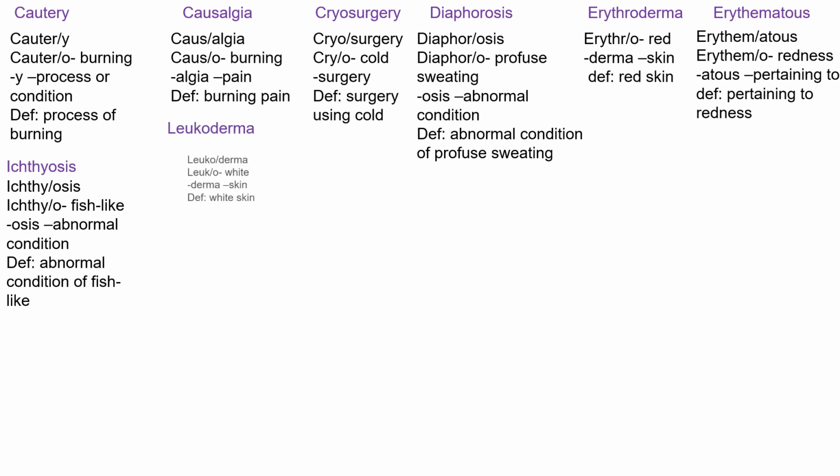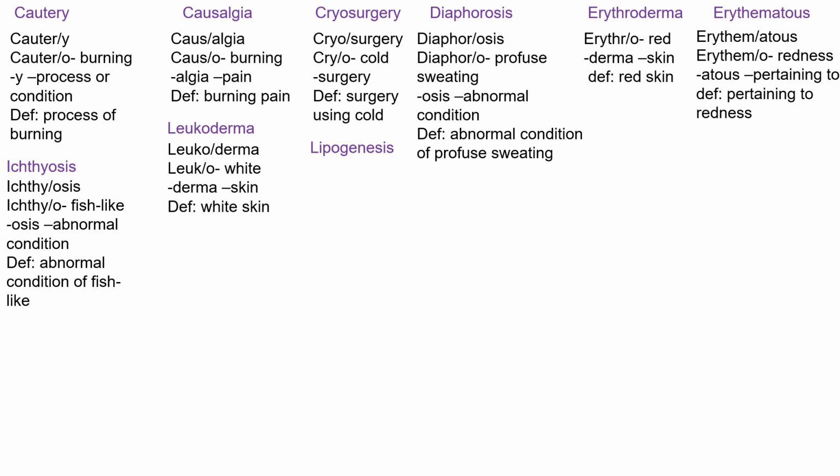Leukoderma. Derma means skin. Leuko means white. So here we see white skin. Now this is not referring to skin color looking at it in a sociological form. We're talking about white colorings of the skin. Some people call that leukoplakia. This can be early indications of skin cancer.